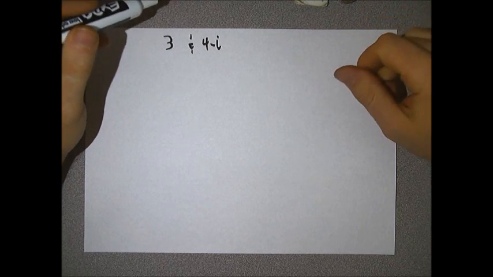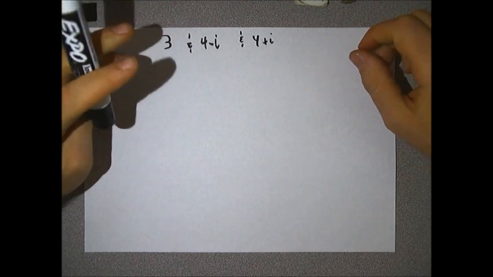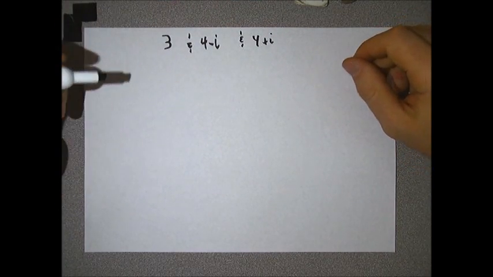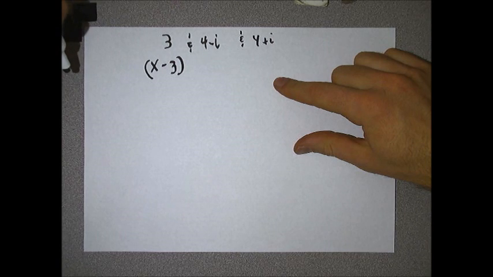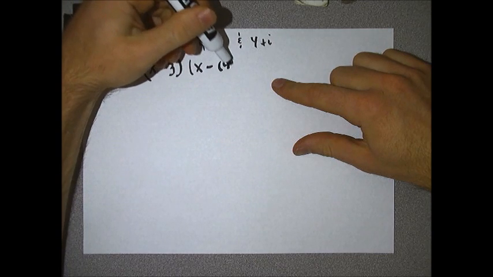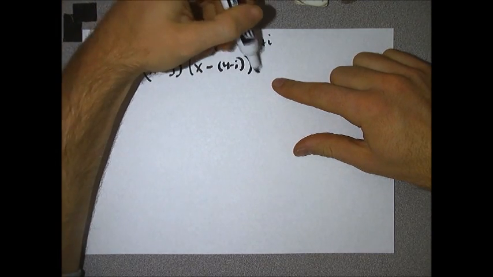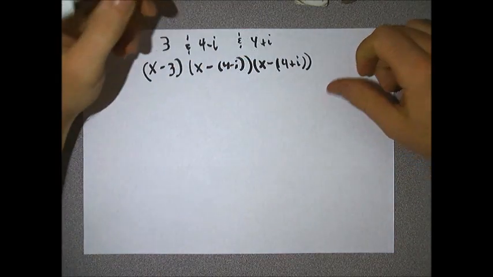So. Okay, number 9 says that if 3 and 4 minus i are zeros, or their roots, what else do I know has to be a root? The conjugate, 4 plus i, must be a root. So it says, given these roots, work backwards to find the original polynomial. So if I want to work backwards, I know that 3 was originally x minus 3. I know 4 minus i was x minus (4 minus i). And I know the other one was x minus (4 plus i). Make sense?